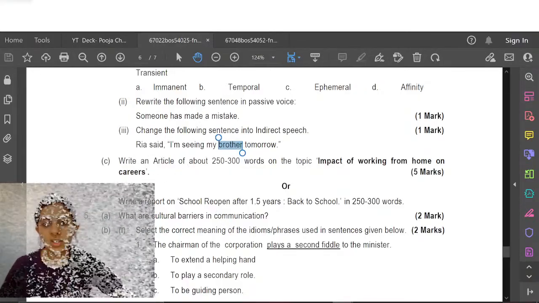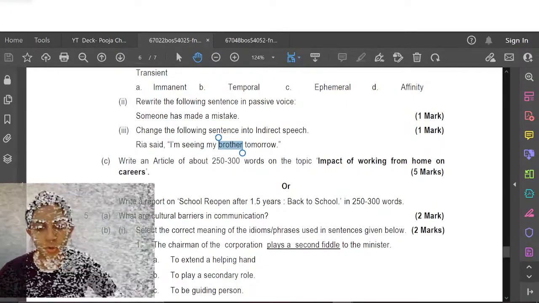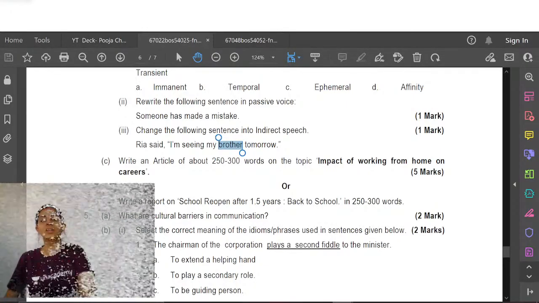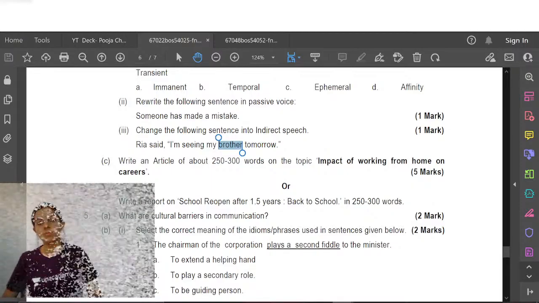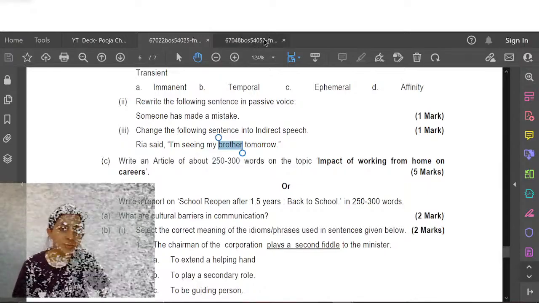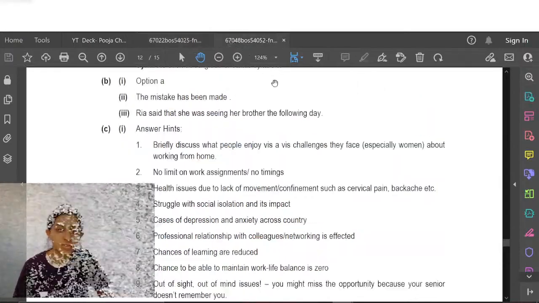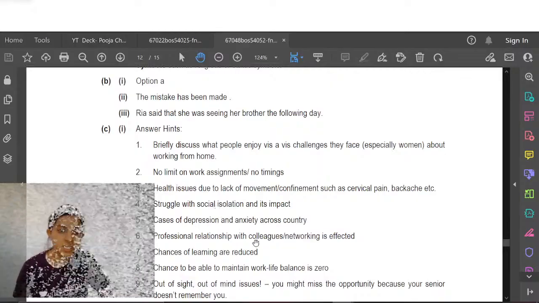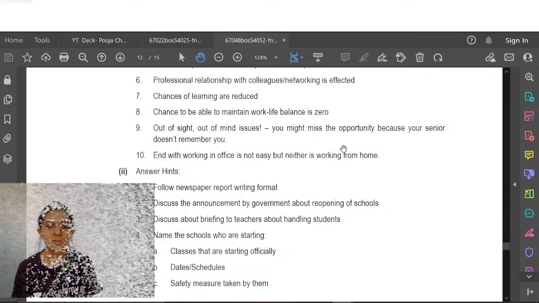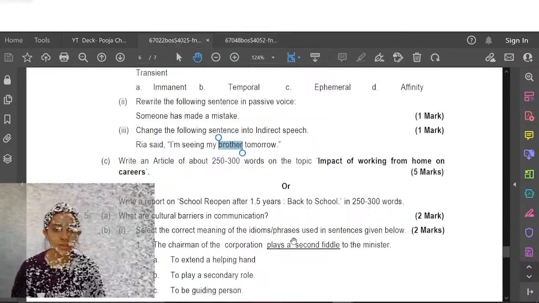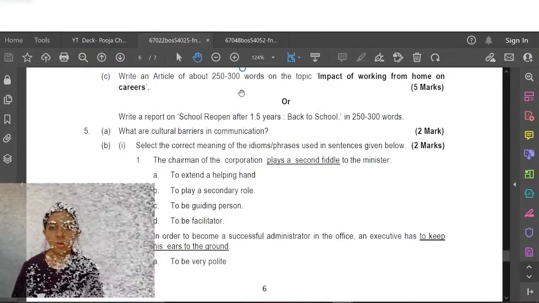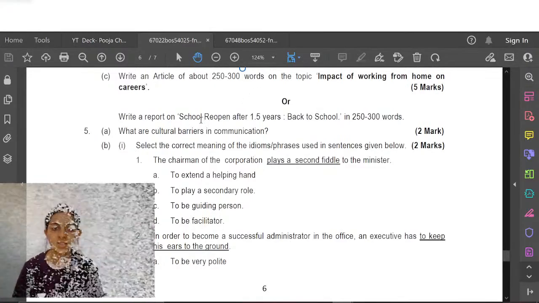Article of 250 to 300 words on impact of working from home on careers. This is one of the finest, what a beautiful topic. When I speak of work from home, what is the impact that has happened? People have slowed down. People have been more productive. They have been more social. They are struggling with isolation. So they have given you a good level of points. You can go through these points and figure this out by yourself. Nothing very difficult.